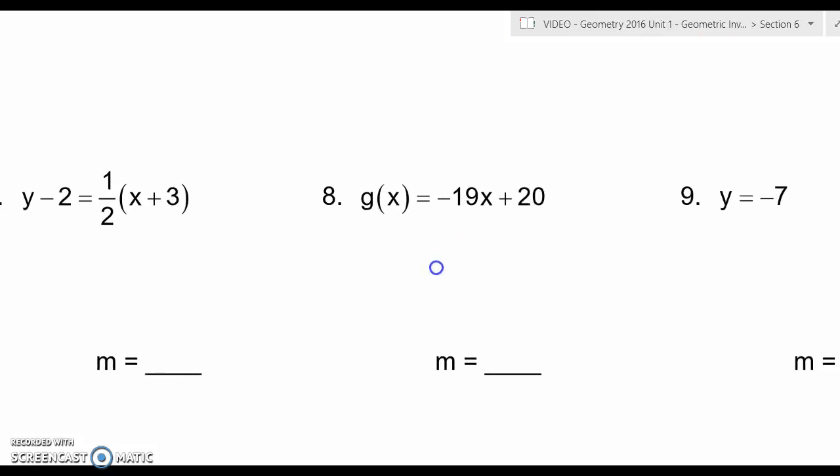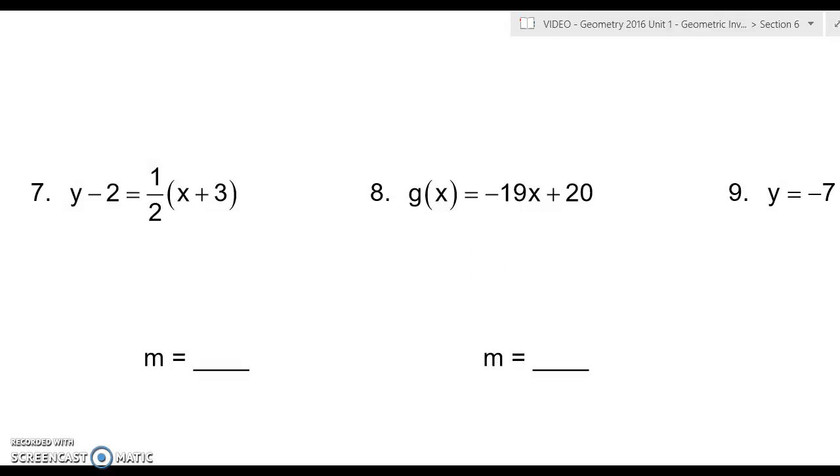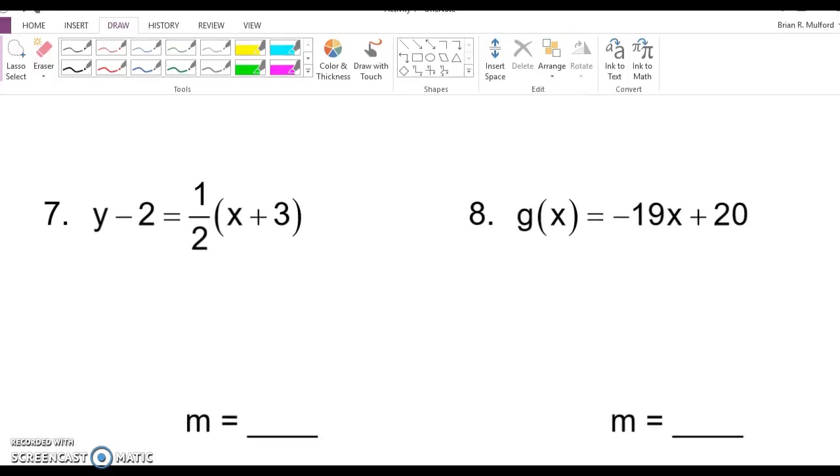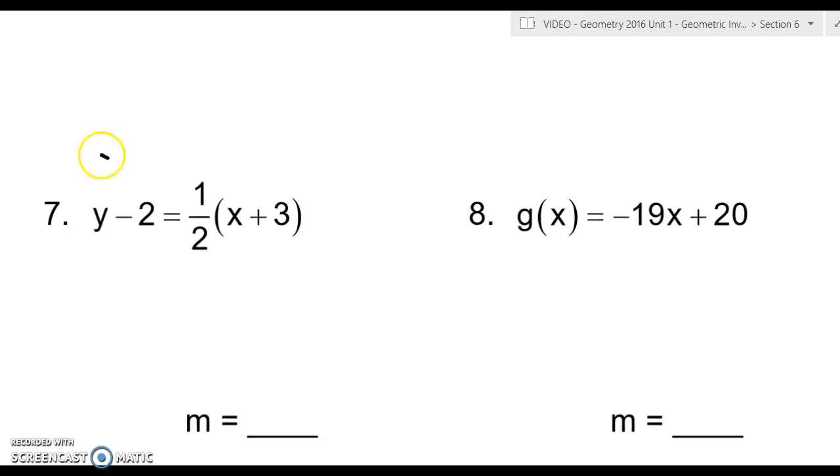Then we have equations, and really 3 different types of equations. One of them is in point-slope form, one of them is in slope-intercept form, and then one of them is just y equals something. And we'll talk about each of those 3. When we have point-slope form, this is our general form for point-slope: y minus y1 equals m, that's a better m, times x minus x1. This value right here, m, is your slope.